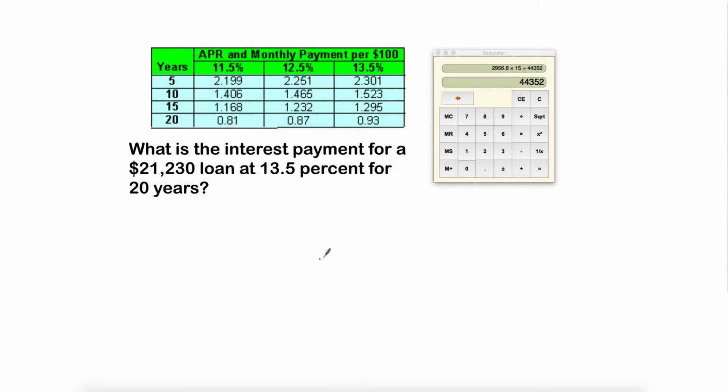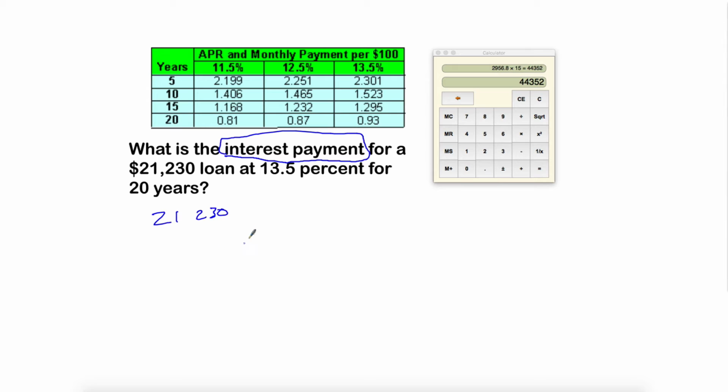Okay, now we have here a question that's very similar to the one you missed. I've changed the numbers. This is like the last question. What is the interest payment for a $21,230 loan at 13.5% interest for 20 years? All we want to know is how much we're paying for interest over the term of that loan. So we got to figure out how much we're paying.